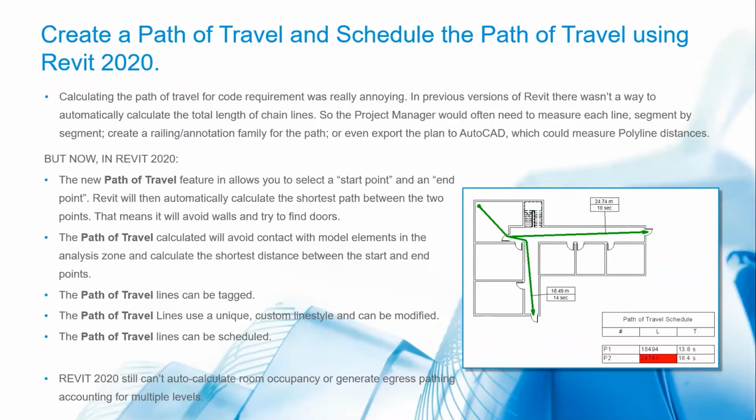Now, the drawback is that 2020 still can't auto-calculate room occupancy, nor can it generate egress pathing for multiple levels. So it only works on whatever level you're currently creating your path of travel on. First floor, second floor, third floor, you have to do each of those separately. I remember the days of having to measure out each line and add those numbers, so this definitely speeds up that process.